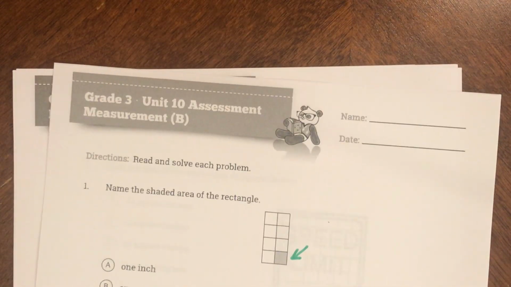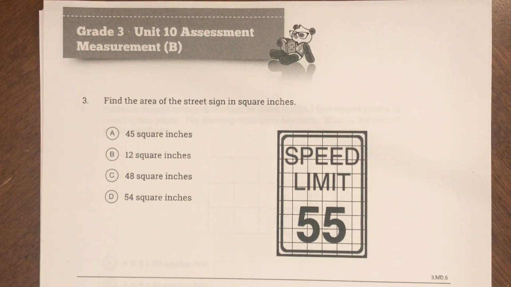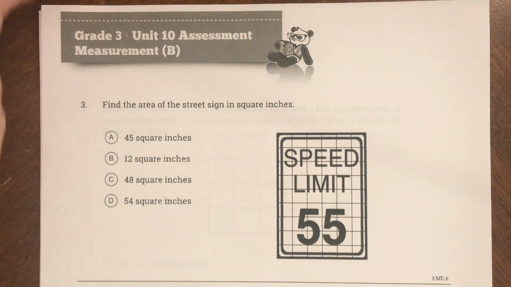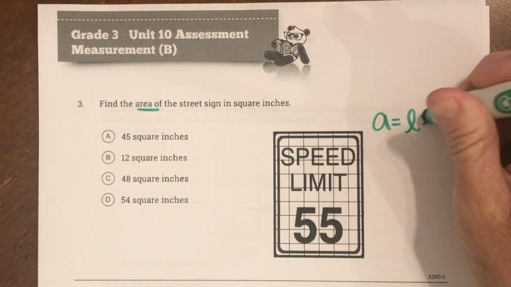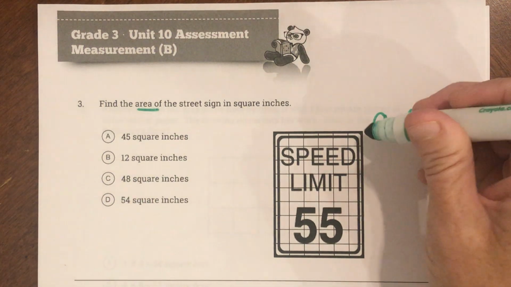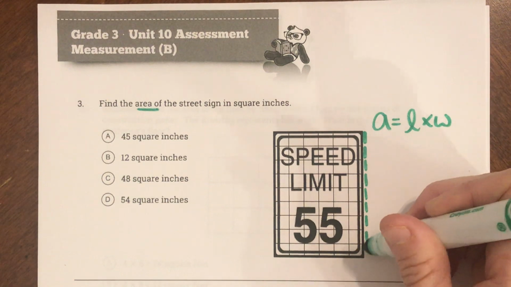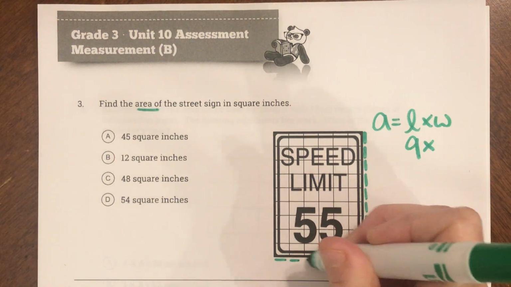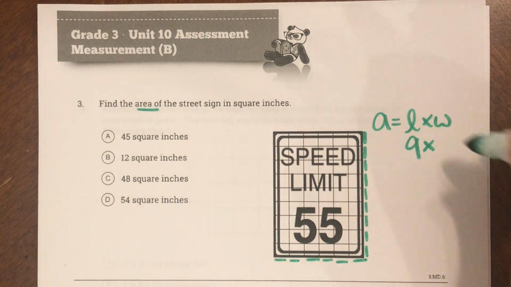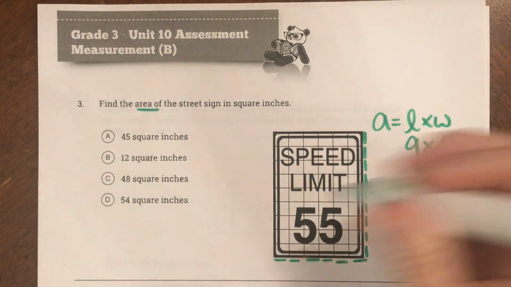Okay, let's look at our next page. This says, find the area of the street sign in square inches. So again, I could use my same formula for area, which is length times width. So my longer side is 1, 2, 3, 4, 5, 6, 7, 8, 9. And my width is my shorter side, 1, 2, 3, 4, 5, 6. And if you don't know your basic facts, you could be doing an array, but I know my basic facts and I know that that is 54.